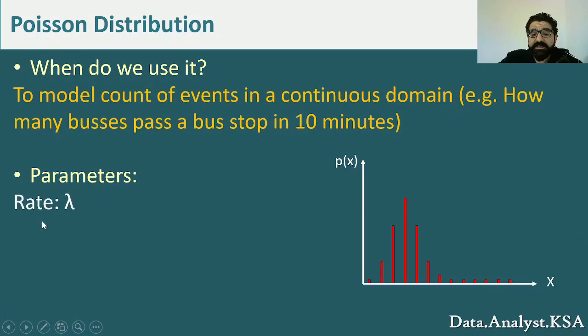The parameter is very similar to the continuous domain. We had the exponential distribution, which had the rate. This is very similar to it. So once I know the rate, I can tell what is my Poisson distribution or how it looks like. And it's noted with POI, Poisson, of the rate, lambda.